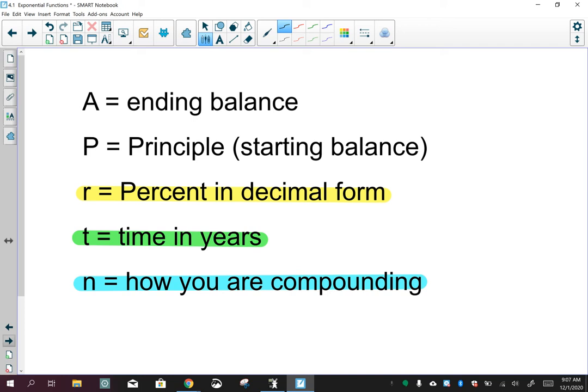Okay. So just be aware of that because some of your questions will say, we're only investing this money for 4 months. Well, that 4 months is 4 divided by 12. So pay attention to that.